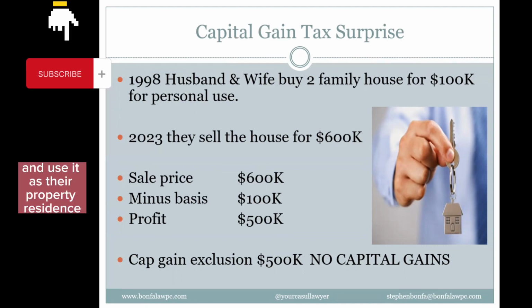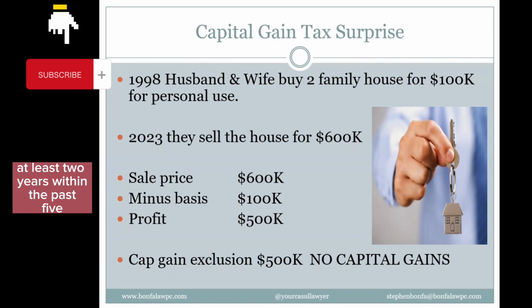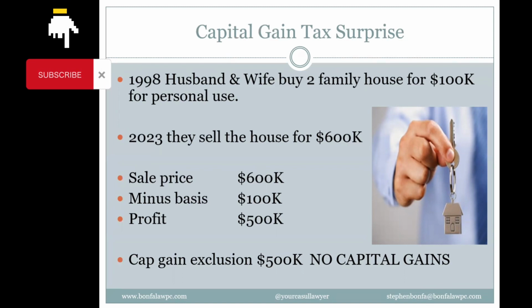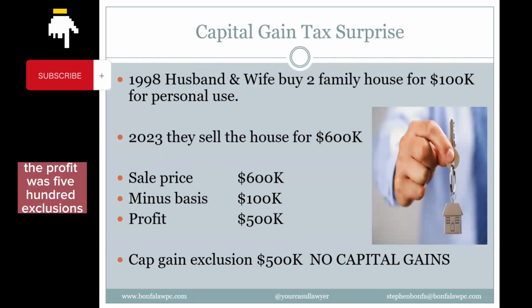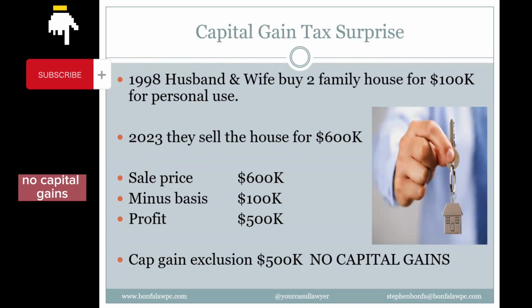Since they've held the house and used it as their primary residence at least 2 years within the past 5, each husband and wife gets a $250,000 exclusion. The profit was $500,000. The exclusion is $500,000. No capital gains. Everyone walks away happy.